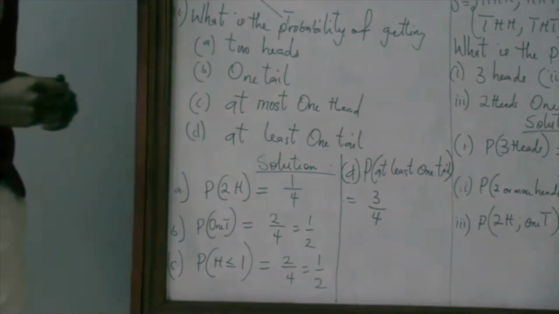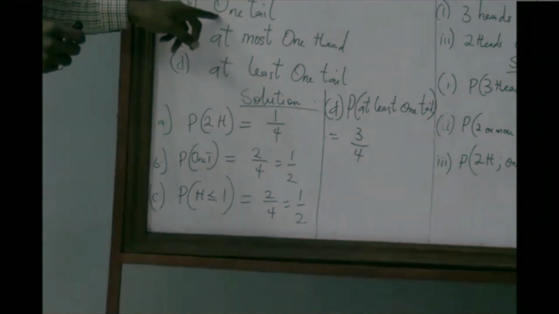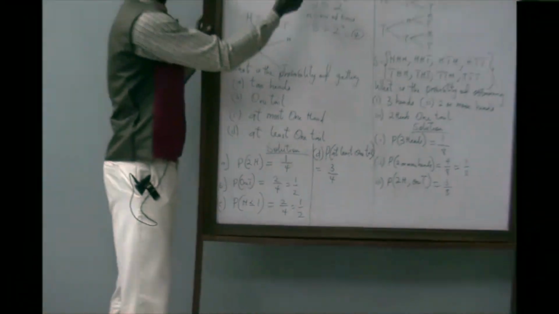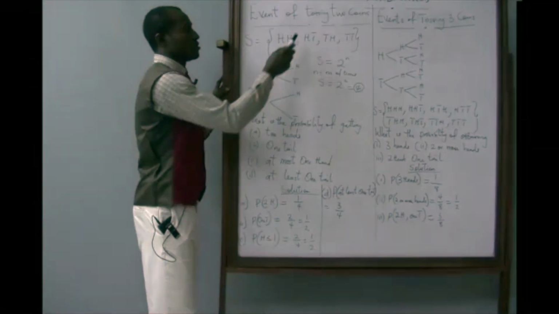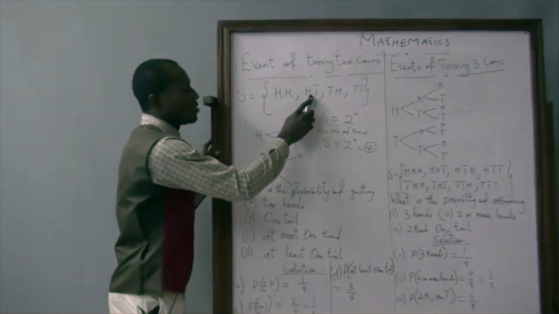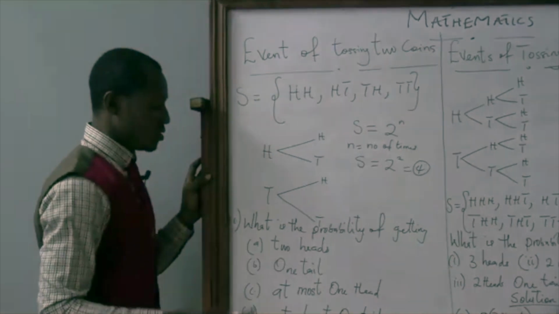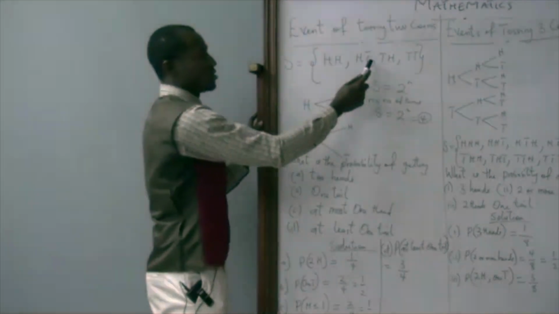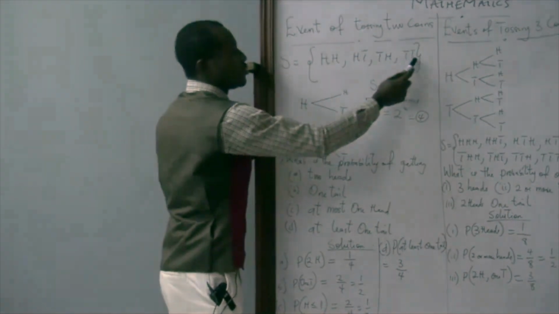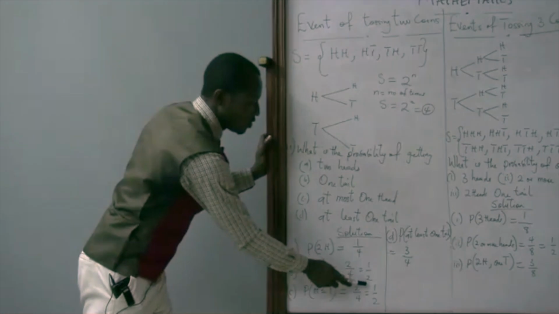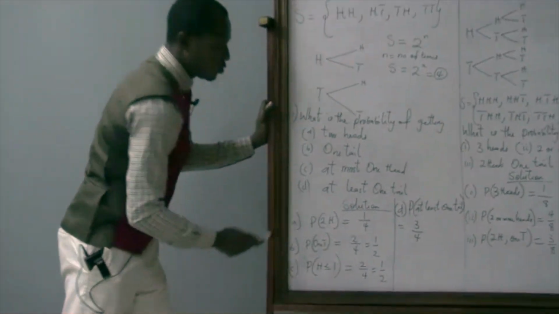The next question is, what's the probability of getting 1 tail? Go to the sample space. How many have 1 tail? Head, tail, tail, head. So we have 1 tail here, we have 1 tail here. How many is that? 2. 2 favor 1 tail, then total possible outcomes is 4. So if I simplify that further, I have 1 over 2, since 2 in 2 is 1, 2 in 4 is 2.